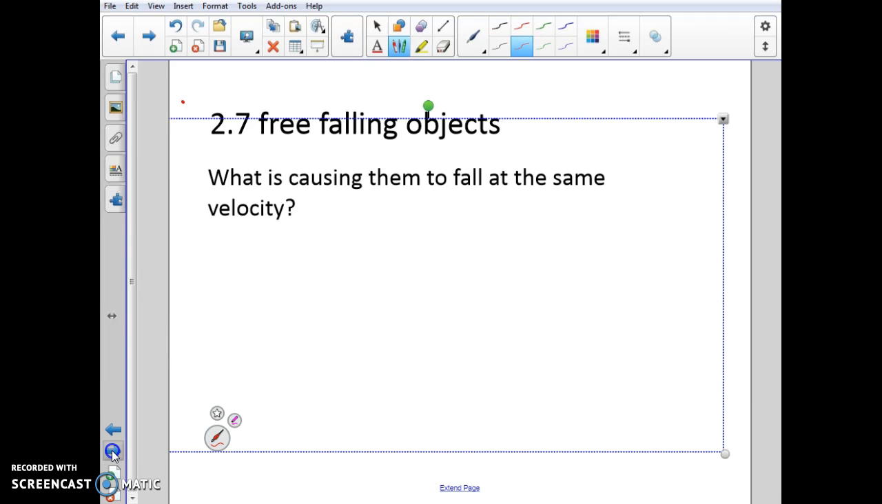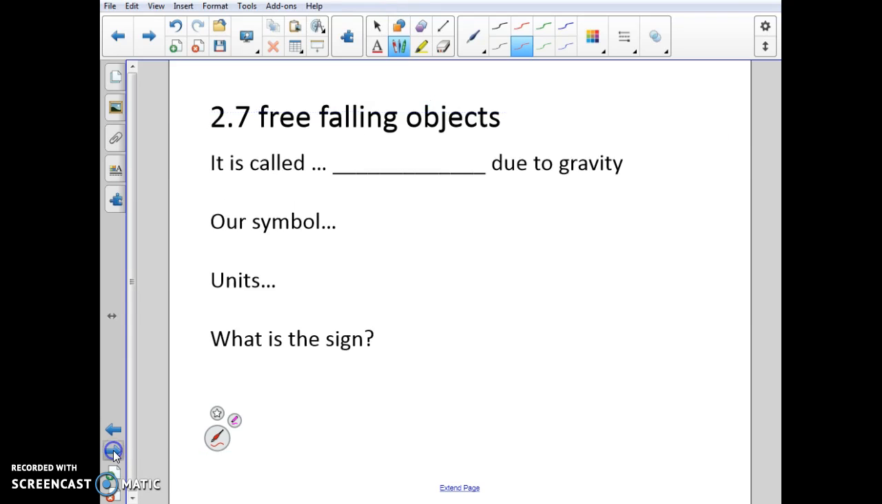experienced a little activity where we were dropping different sizes of spheres, different masses, etc., and we found that they fell at the same rate, meaning they covered the same distance in the same amount of time. So what's causing them to fall at the same rate or same velocity? And you might say the gravitational pull, and that would be correct.